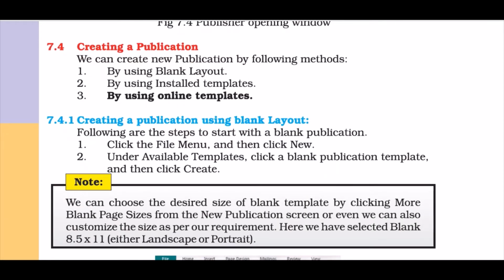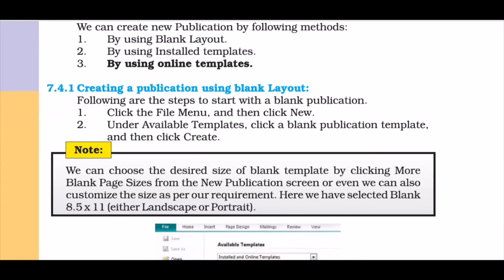How to create a publication. We can create a new publication by using a blank page layout, an empty page that we can design according to our own needs, and we can use already installed templates. If we need more designs, then we can use online Office tools, online templates. Let's start with a blank layout.